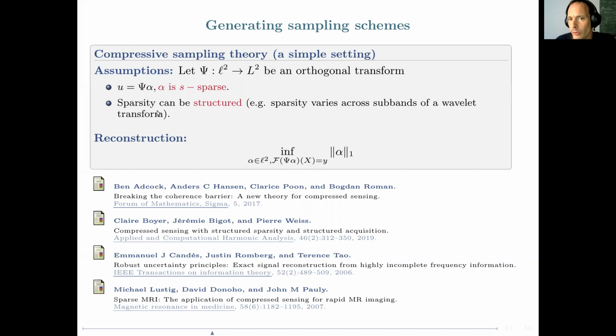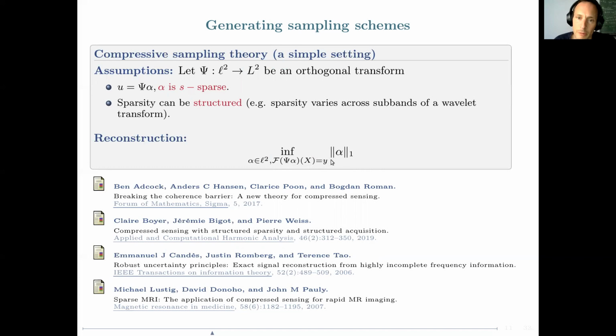Under those assumptions, you can try to reconstruct your image by solving this L1 problem. So basically, you want that the Fourier transform of your reconstructed image psi alpha evaluated at the sampling points x is consistent with the data. So this is equal to y. And among all the signals that satisfy this constraint, you want to pick the one with the minimal L1 norm.